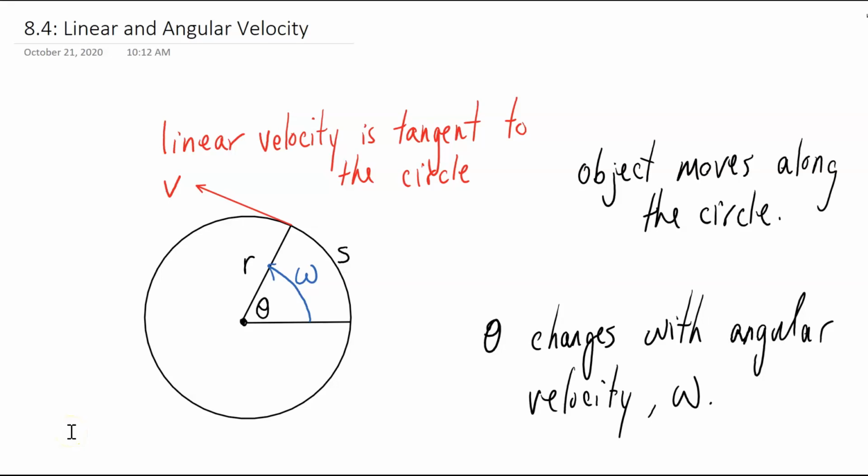In this section, we'll take a look at linear and angular velocity, and I want to first describe the difference between the two. Linear velocity is the speed at which something travels in a straight line. If you look at the diagram that I have here, linear velocity is tangent to the circle. At this point along the circle, right here, the point is traveling at a particular speed.